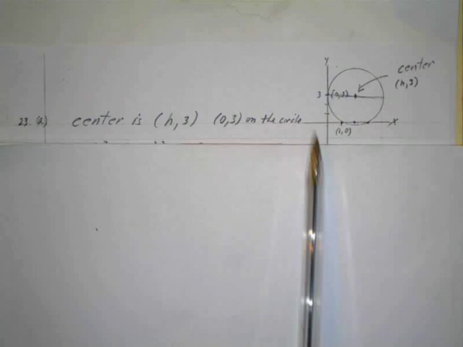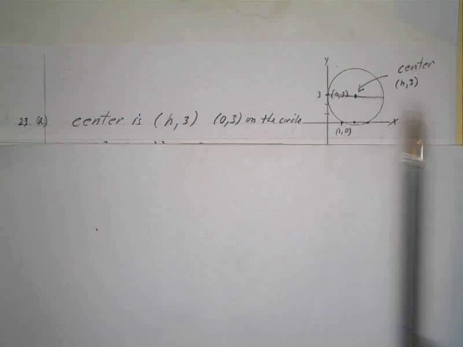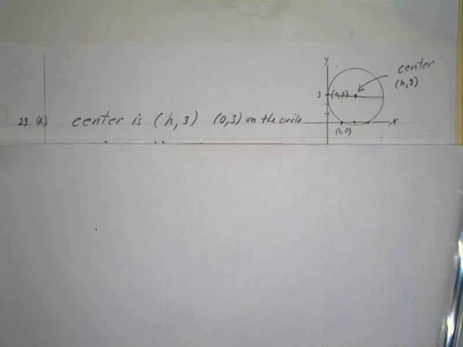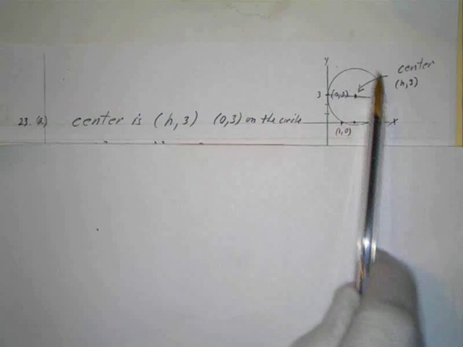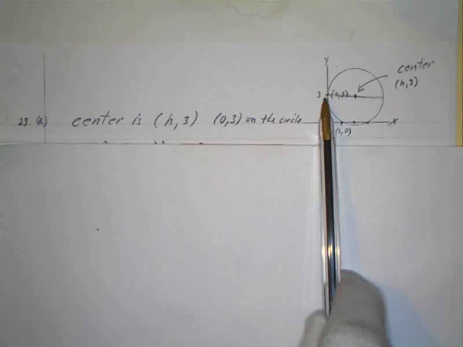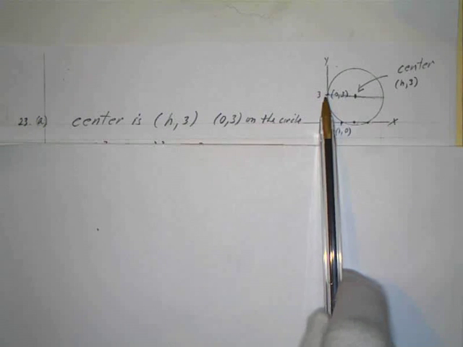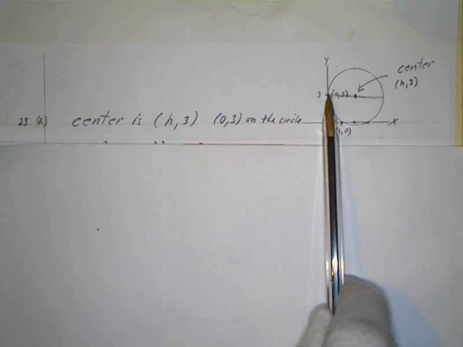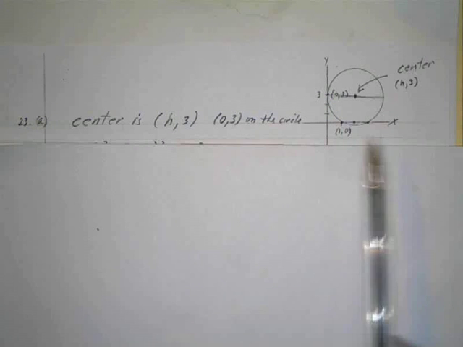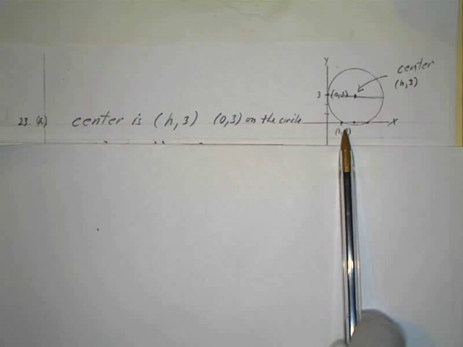So I drew a sketch for this one, not exactly to scale, but so you could understand what's going on. Here the circle is tangent to the y-axis at the point (0, 3), or at y equals 3. If it's tangent to the axis, that would be the point (0, 3). Okay, and it has one x-intercept at x equals 1.